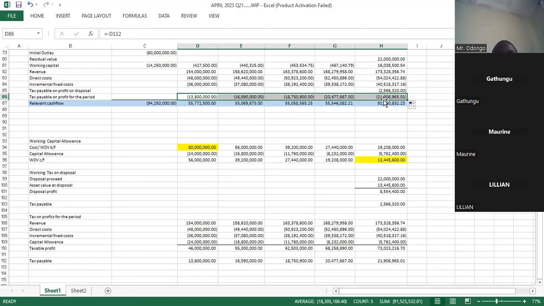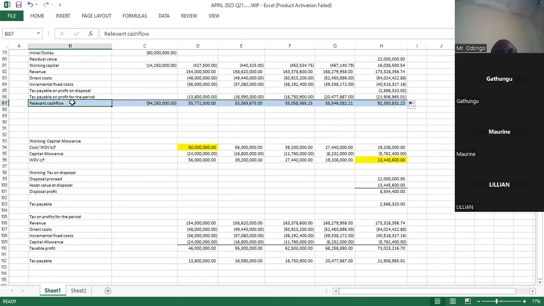And with that, we have now computed what we had called the relevant cash flow under the optimistic case, from period 0 to period 5. What the question wanted us to do is to compute the NPV and also compute the internal rate of return. So how much are they for the optimistic case?